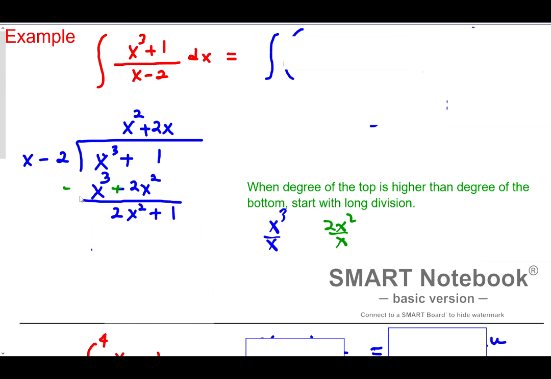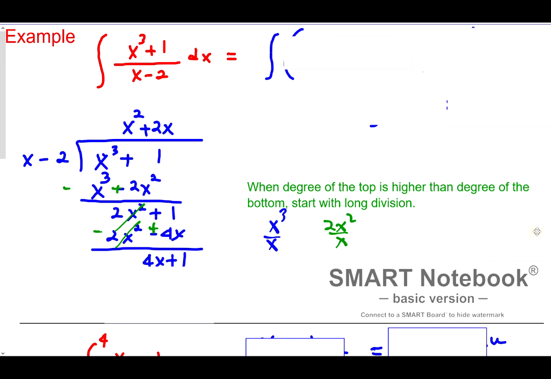2x times x is 2x squared. And 2x times negative 2 is negative 4x. And again, to subtract, this becomes negative, this will become positive. And now you add, so 2x squared minus 2x squared, they cancel. 1 plus 4x, or 4x plus 1, is what we have left.